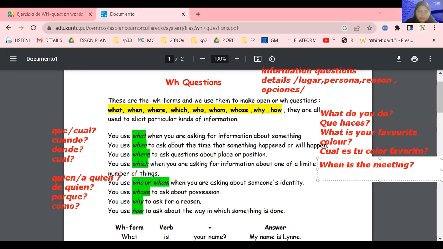Tenemos el otro que es where, para preguntar de una ubicación. Where is my phone? ¿Dónde está mi teléfono? Where is my phone? Which, estamos preguntando para información acerca de algo limitado, por ejemplo. Lo que veíamos anteriormente, ¿verdad? Que les decía yo, que solamente tenemos pocas opciones. Which.